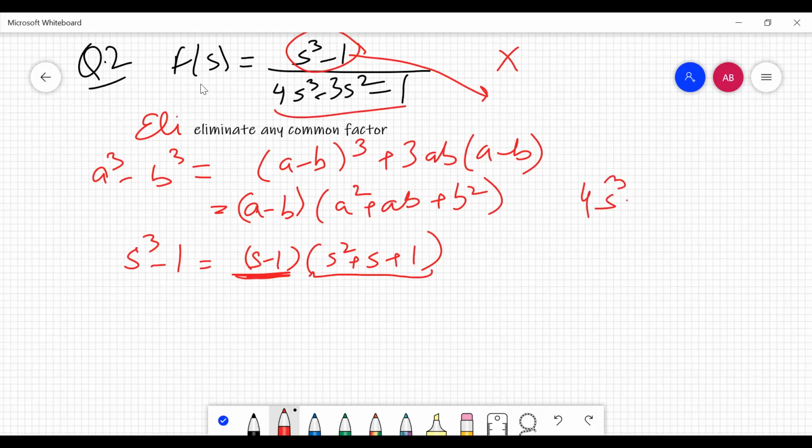Kindly note that I am not talking about CFE, but I am talking about division. Like if I want to check whether 14 can be divided by 2 or not. Similarly, you now have to check whether s minus 1 divides 4s cube minus 3s square minus 1 or not.